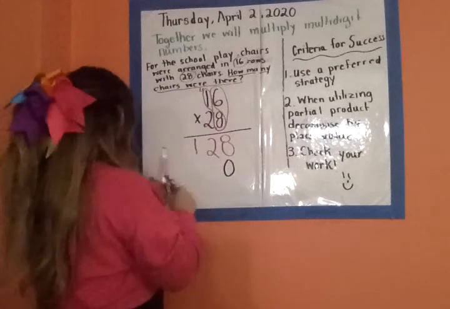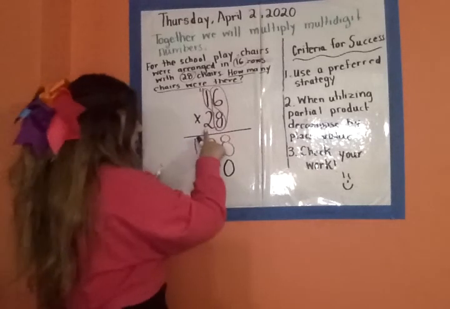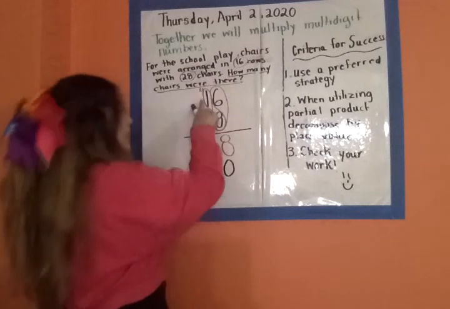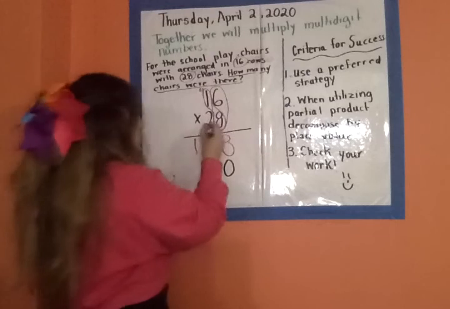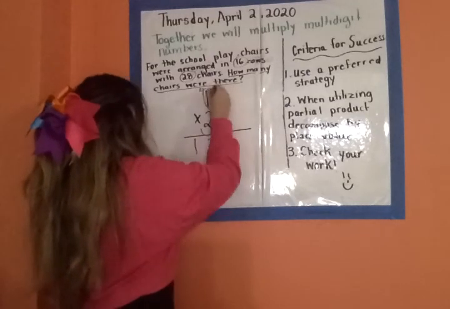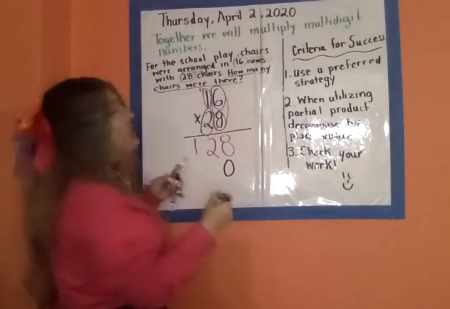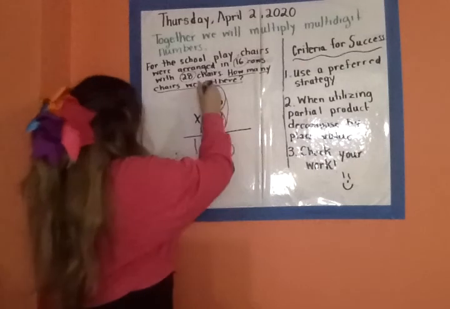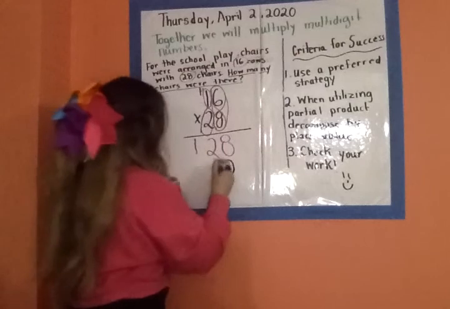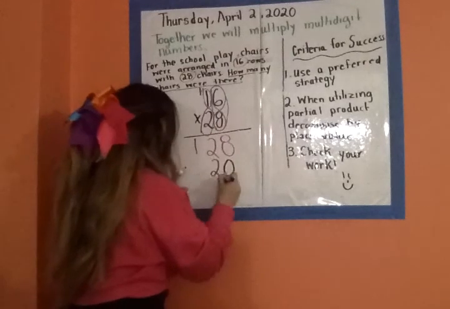So let's switch it up. Now this time I'm going to multiply my tens in my second factor with my ones, and then my tens with my tens. So please watch me. We have 2 times 6, which is 12. I'm going to write on top of this 4 from before because I don't need it anymore. And I'm going to regroup my 1 and write my 2 right underneath.